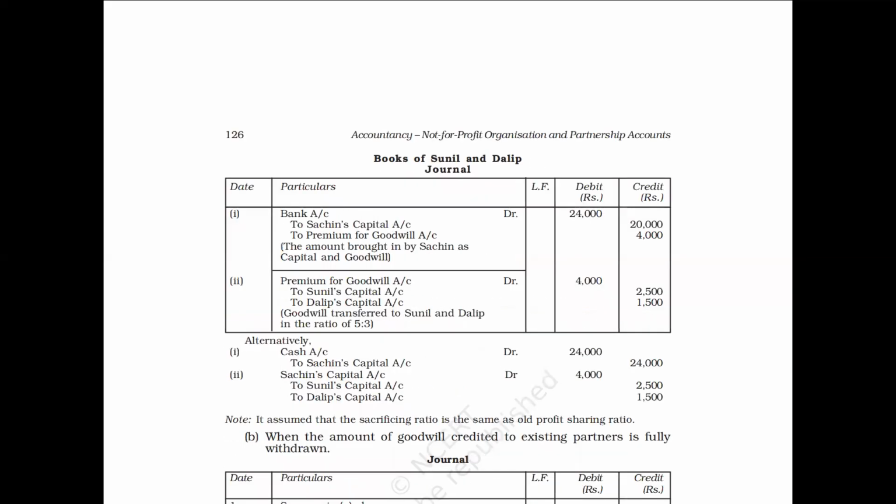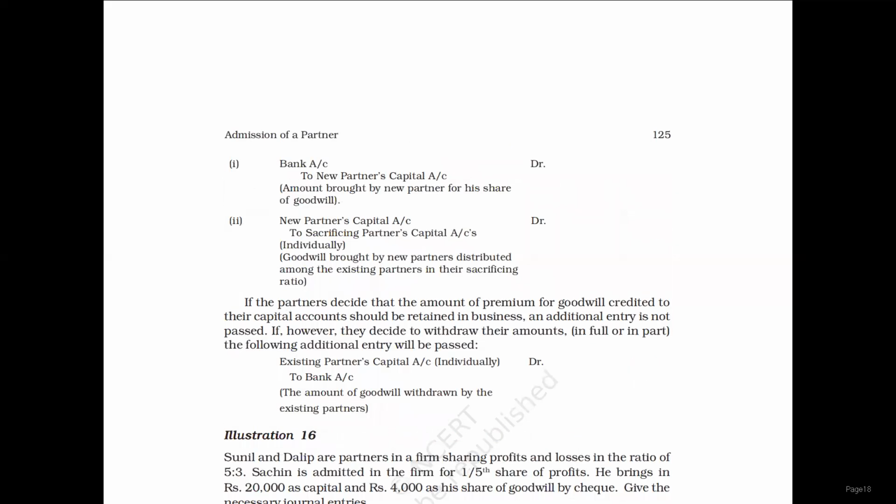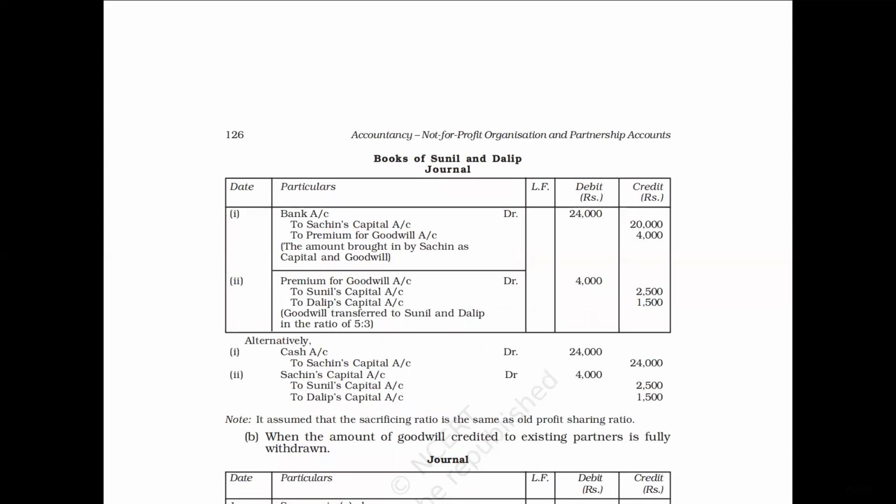So 4,000 into 5:3. 5 by 8. 4,000 into 5 by 8 is 2,500. 4,000 into 3 by 8 is 1,500. Okay, this is our first situation.